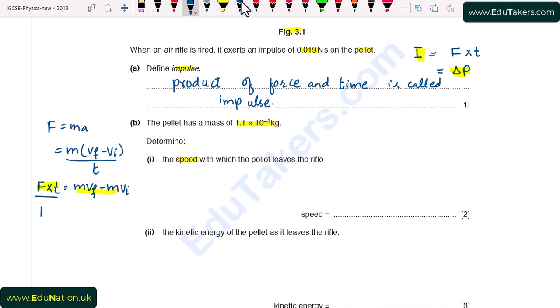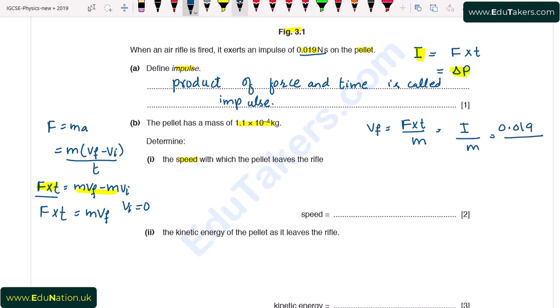So I write here F cross t will be equal to mvf, because the initial velocity Vi is equal to 0. So here we have to find out the speed, that is Vf. So I write here Vf is equal to F cross t over m, and F cross t is actually impulse. I write it here with I and m as it is.